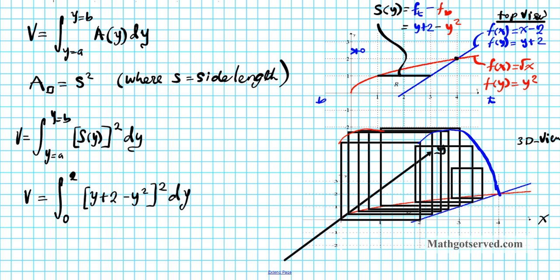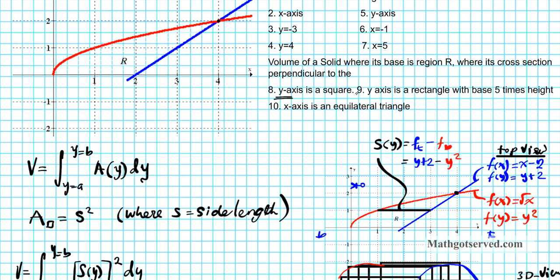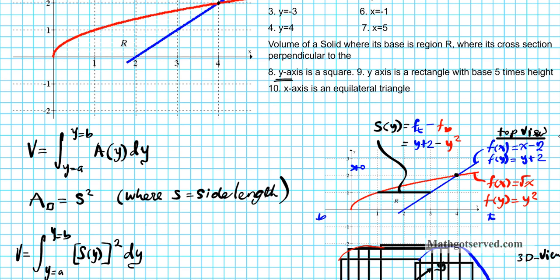Okay, now let's take a look at question number 9. Number 9 is similar to this, but it's not a square. Let's take a look at it. For number 9, the volume of a solid where its base is the region R, where its cross section perpendicular to the y-axis again is a rectangle with base 5 times the height. So the base is 5 times the height, basically. Okay. All right.